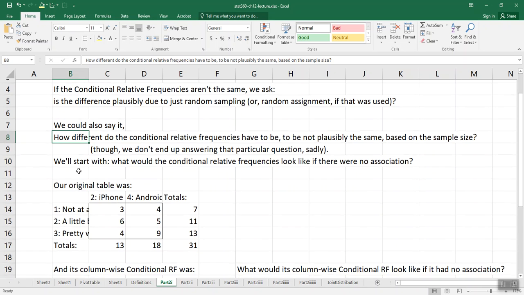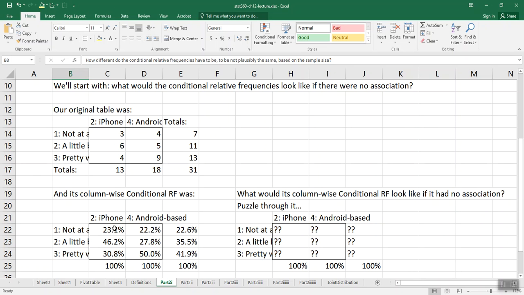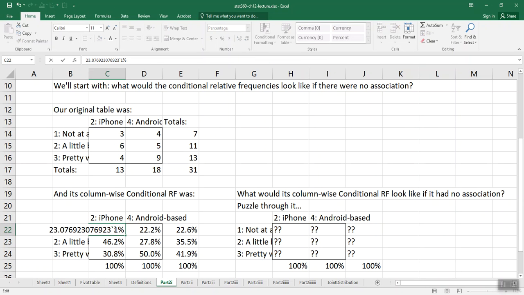So here's the original table we had, and its conditional relative frequencies were these. We said, well, 23 to 46 is different than 22 versus 27, and so the conditional relative frequencies are different. Actually, just comparing the 46 and the 27 would say that. But what would the table have looked like if the conditional relative frequencies were the same? Would they all have to be 20% or something like that? In just a sec, pause the video and ask, what numbers would have to go here to show no association in the table?